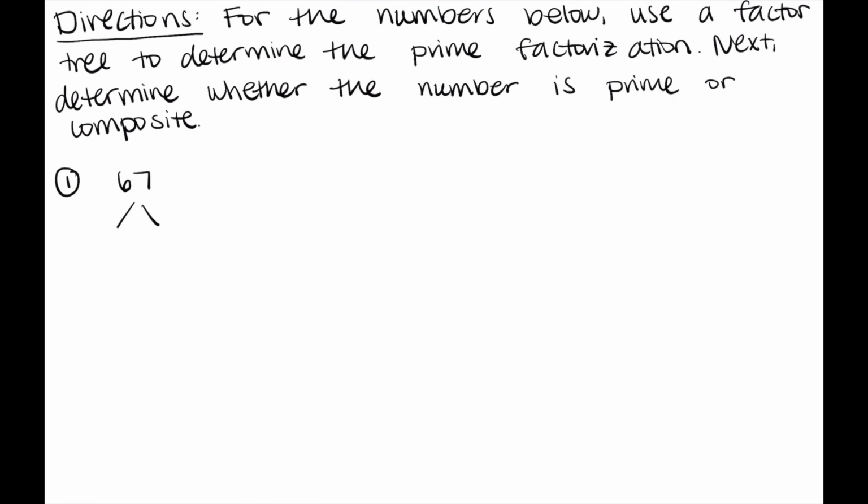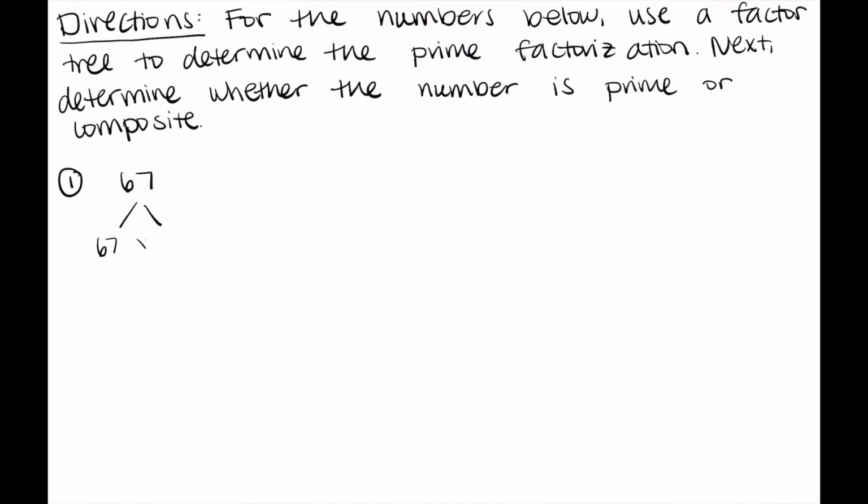For our first problem, we have the number 67. And if we think of 67, it's not divisible by 2 or 3 or 4 or 5, right? So the only factors of 67 are 67 and 1, right? And that is 1 and itself. So 67 would be considered a prime number since it only has factors of 1 and itself.